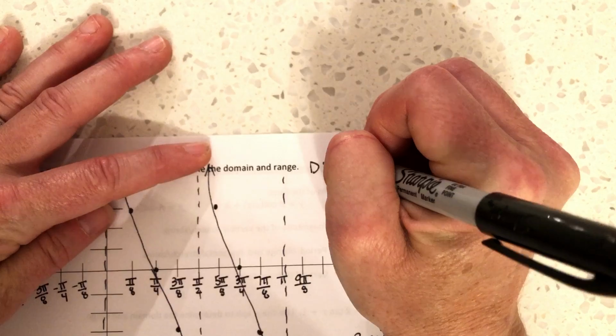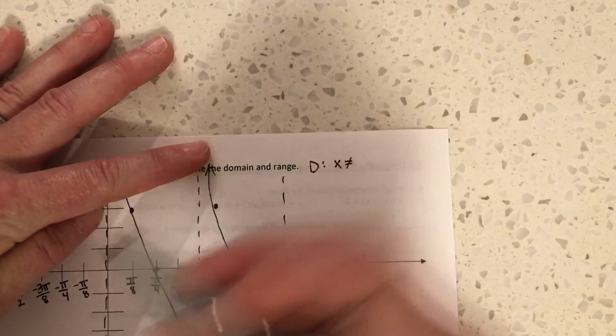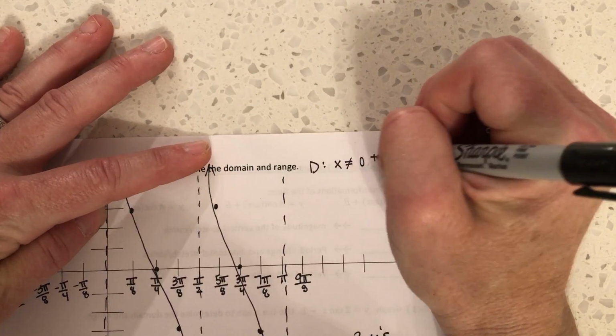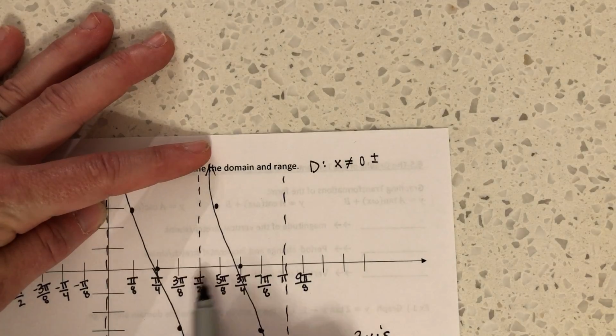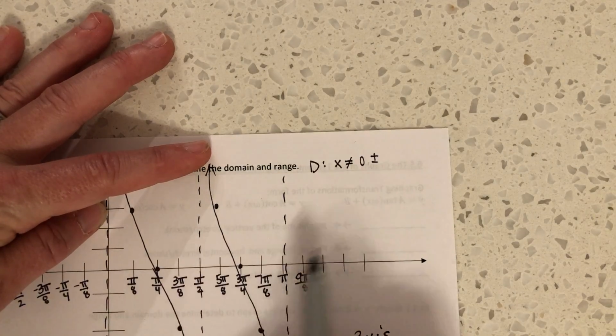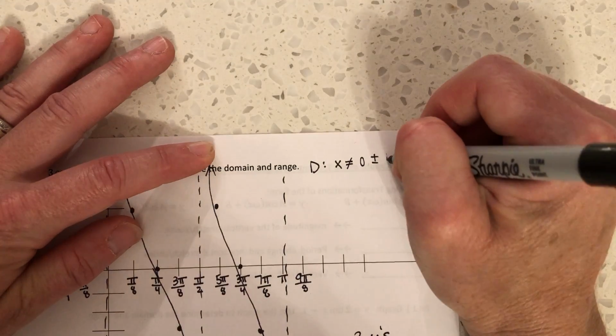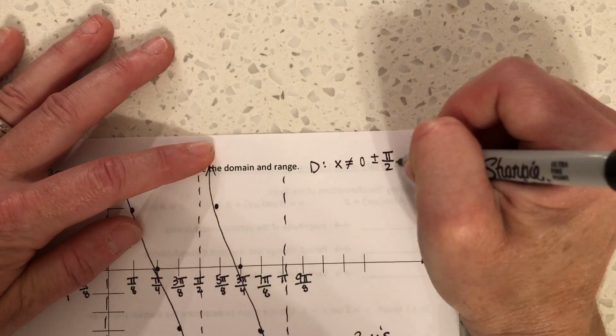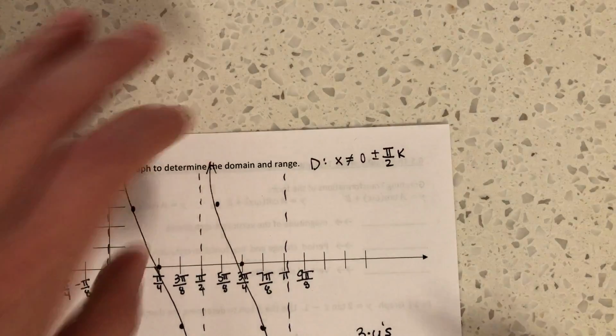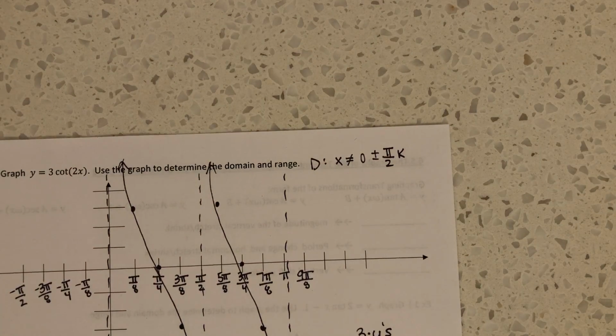So you have to say x cannot be 0, and then plus or minus. The first bad one and the next one are always pi over 2 radians away from each other. So plus or minus pi over 2 times k revolutions. X is not allowed to be that. All right?